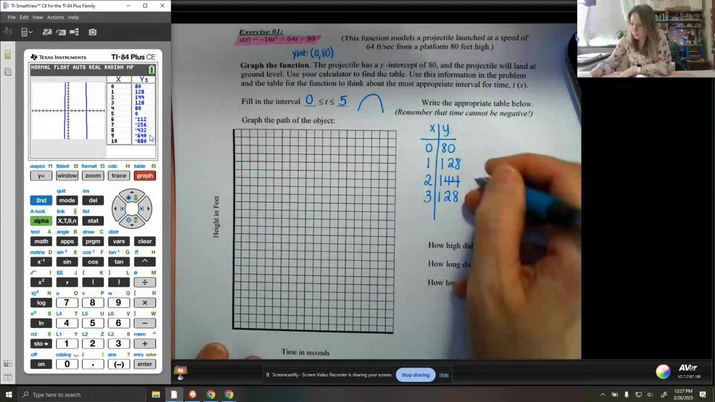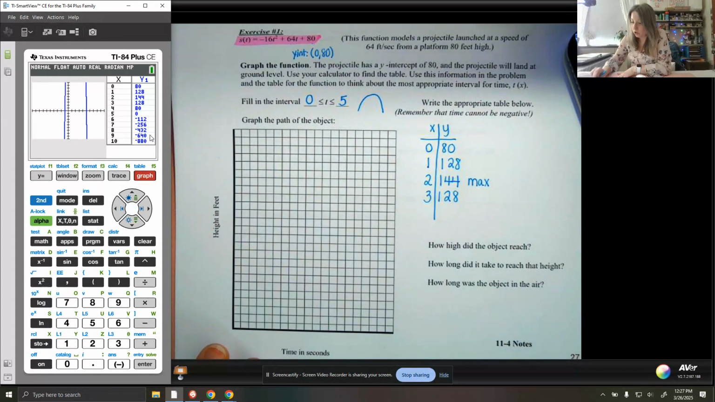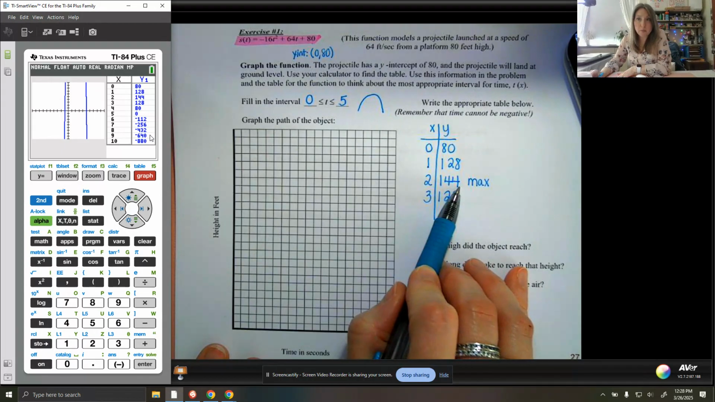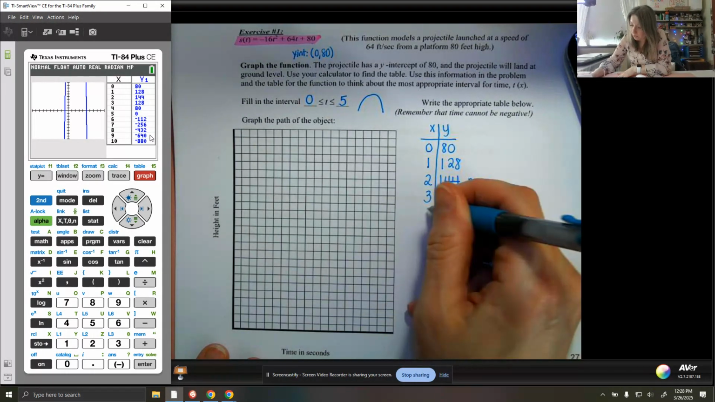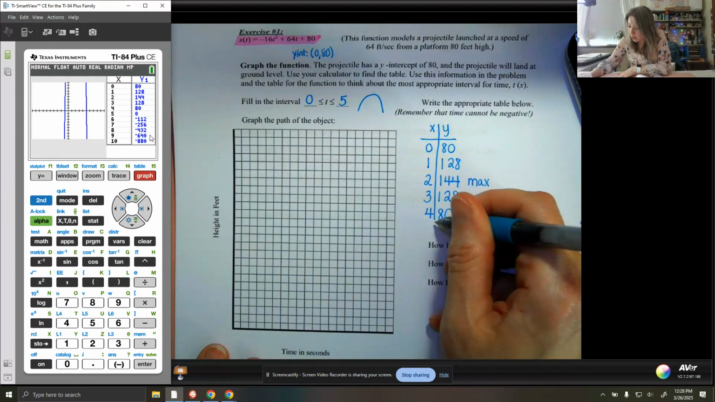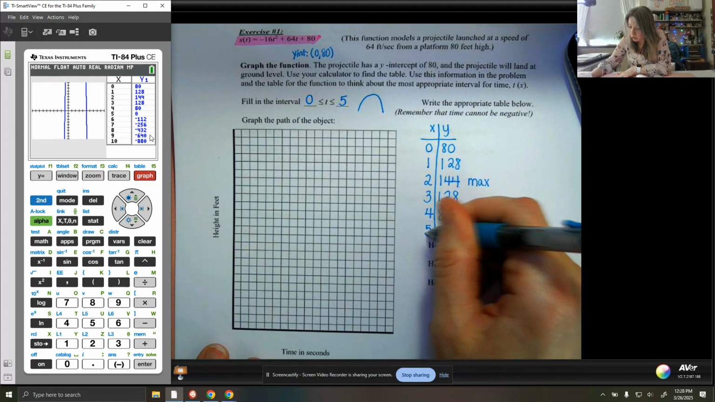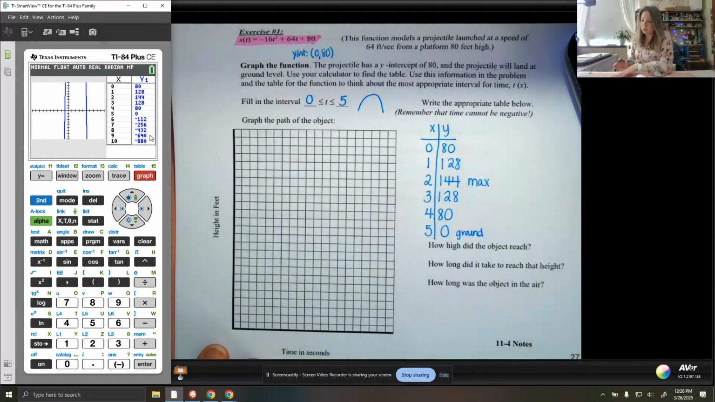Oh, we spotted our max back here. It took 2 seconds to get to its maximum height. Then we've got 3, 128. We've got 4, 80. Oh, so we're back to the platform that we started on. And then, boom, 5, 0. There's the ground. Okay.